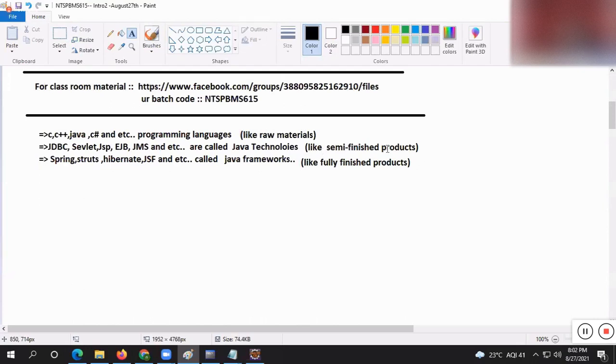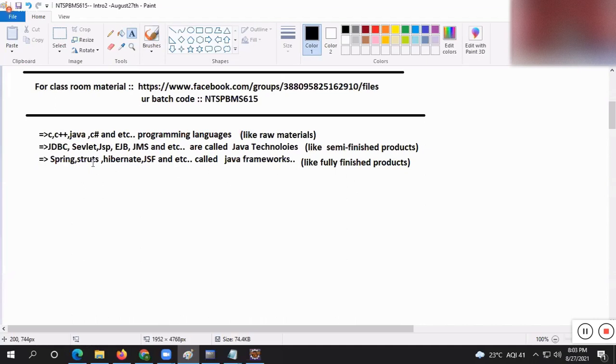Technologies are like semi-finished products, like rice powder and wheat powder. To make rice powder and wheat powder eatable, very little processing is involved, right? Frameworks are like fully finished products. Almost everything is there, and you only have to give the final touch. Like Maggi noodles, processed foods. Take the Maggi noodles, cook for 2 minutes, and they are ready to eat.